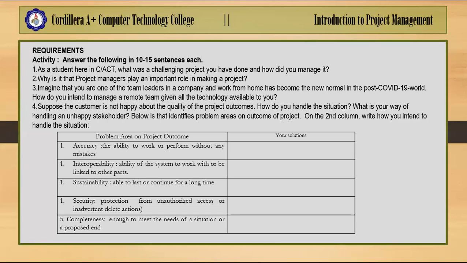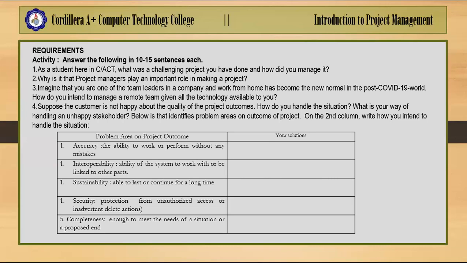So, I think that is for your week 2 lesson discussion. So, for your activity, look at your module, andun sa last portion ng module or last page. Please answer the following in 10 to 15 sentences. Okay, tama ba ako? Tama.